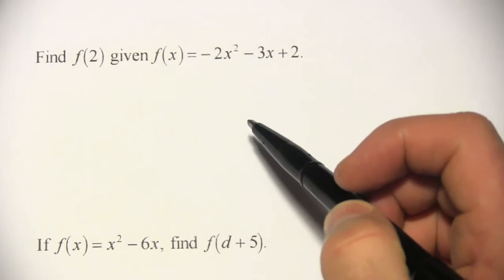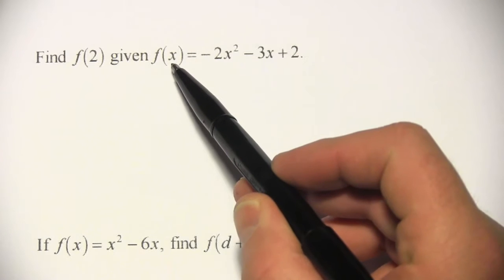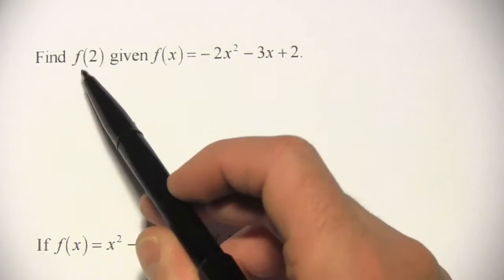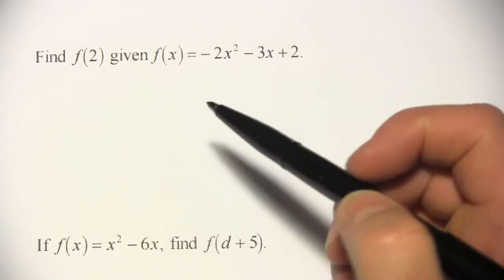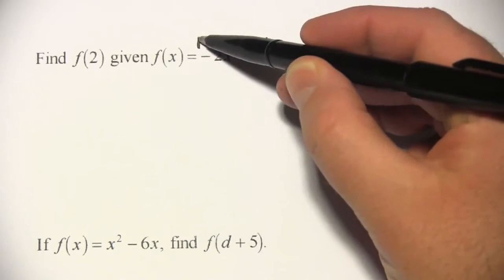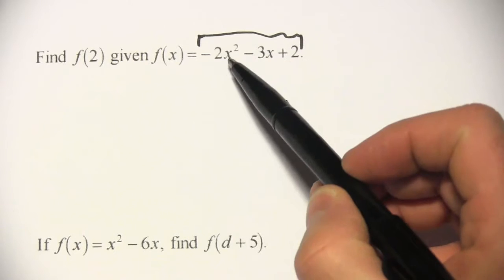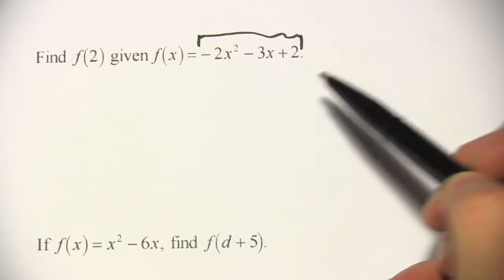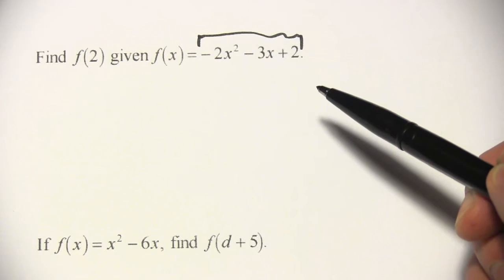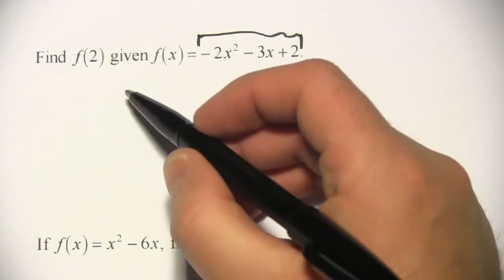And the way the notation works is that whatever value you put in place of x here, so we're being asked to find f of 2, that means in this chunk right here, which is the actual function, you substitute in that value in place of x wherever you see it, and then calculate the result. So let me show you how that works.